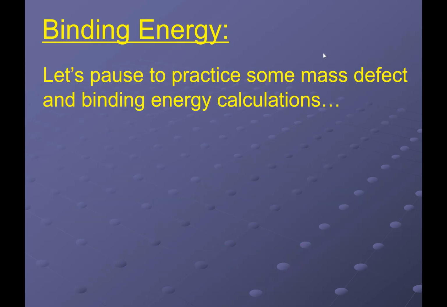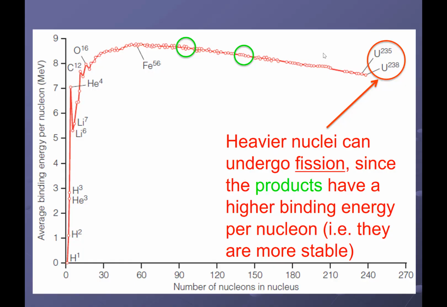So we're going to practice through a few of those calculations. A fission reaction involves taking heavier particles and breaking them down to smaller daughter isotopes. Because the daughter isotopes have a higher binding energy, they're more stable. The extra energy gets radiated away.